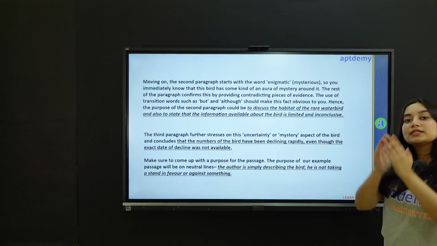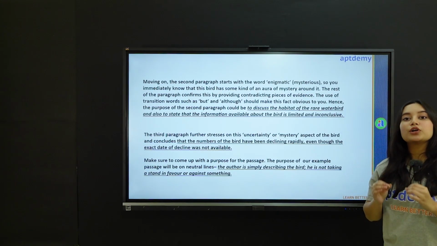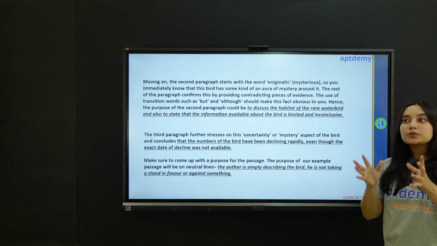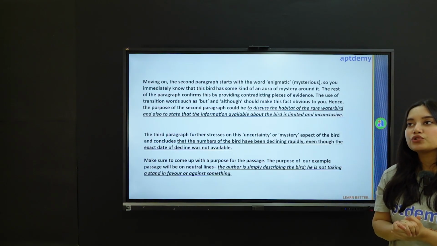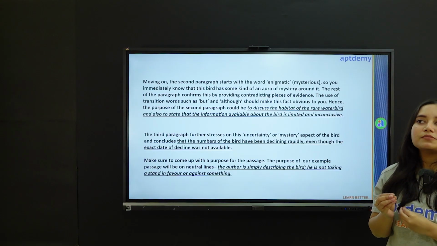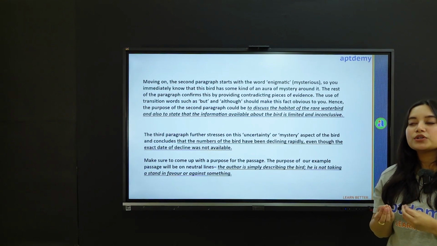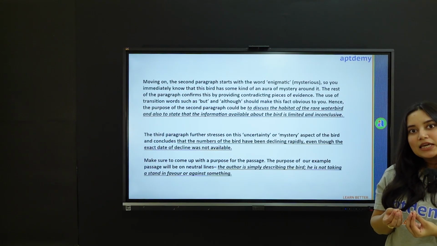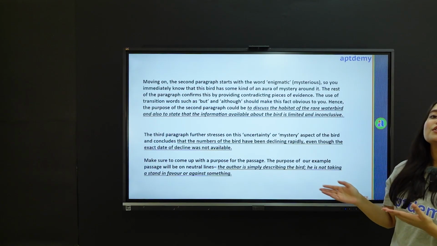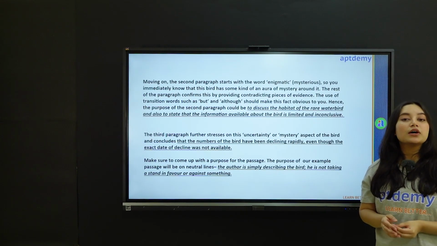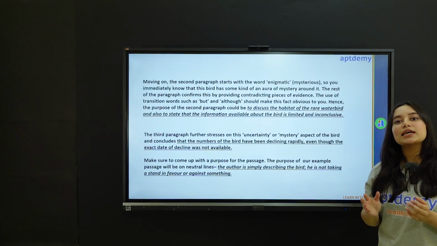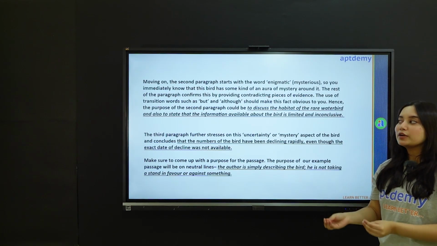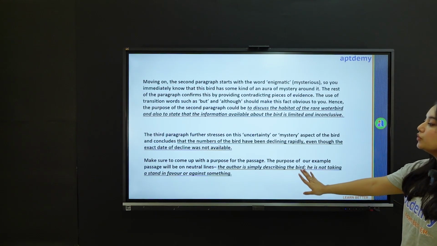Now, after summarizing all the paragraphs, what do we do? We think about the purpose of the passage to understand the tone. So now, what do you think? Was it positive? Was it negative? Was it neutral? This passage was a neutral one because the author was not supporting anything, was not advocating against. He was just telling us about this water bird, right? So this will be considered a neutral passage.